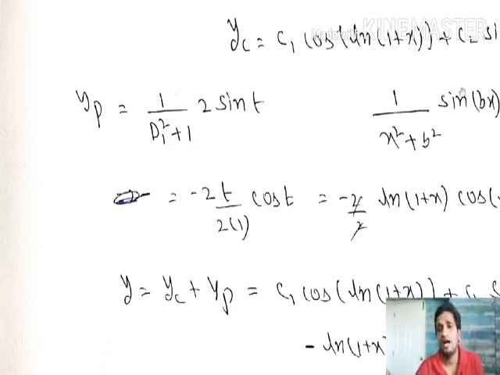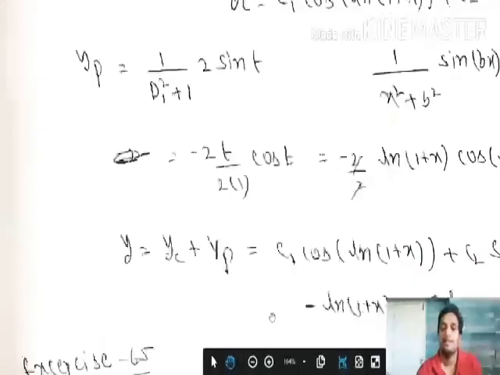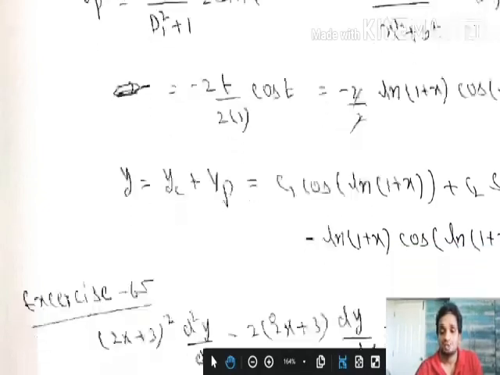So the formula we have is 1 by (D square plus b square) sin bx, that means whenever I substitute D square equal to minus b square, it becomes 0. The formula we have is minus x by 2b cos bx. So 2 is as it is, minus t by 2 into b, that is 1, cos t. So instead of t I can write ln of 1 plus x, cos of ln of 1 plus x, and y is equal to yc plus yp will give you the general solution.